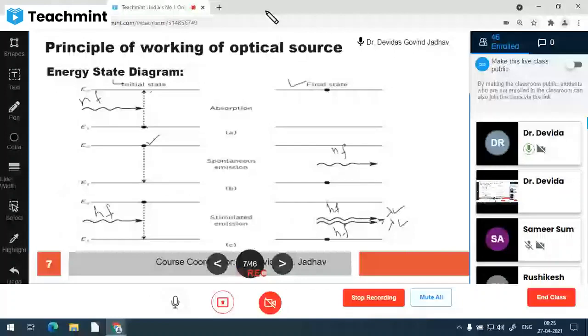It takes amplification also. One photon generates one more photon. One photon doubles, again these two photons double to make 4, and then 4 makes 8, 8 makes 16. So this is called amplification, and it is observed in laser, light amplification by stimulated emission of radiation, whereas spontaneous emission is observed in LED and stimulated emission is observed in laser.